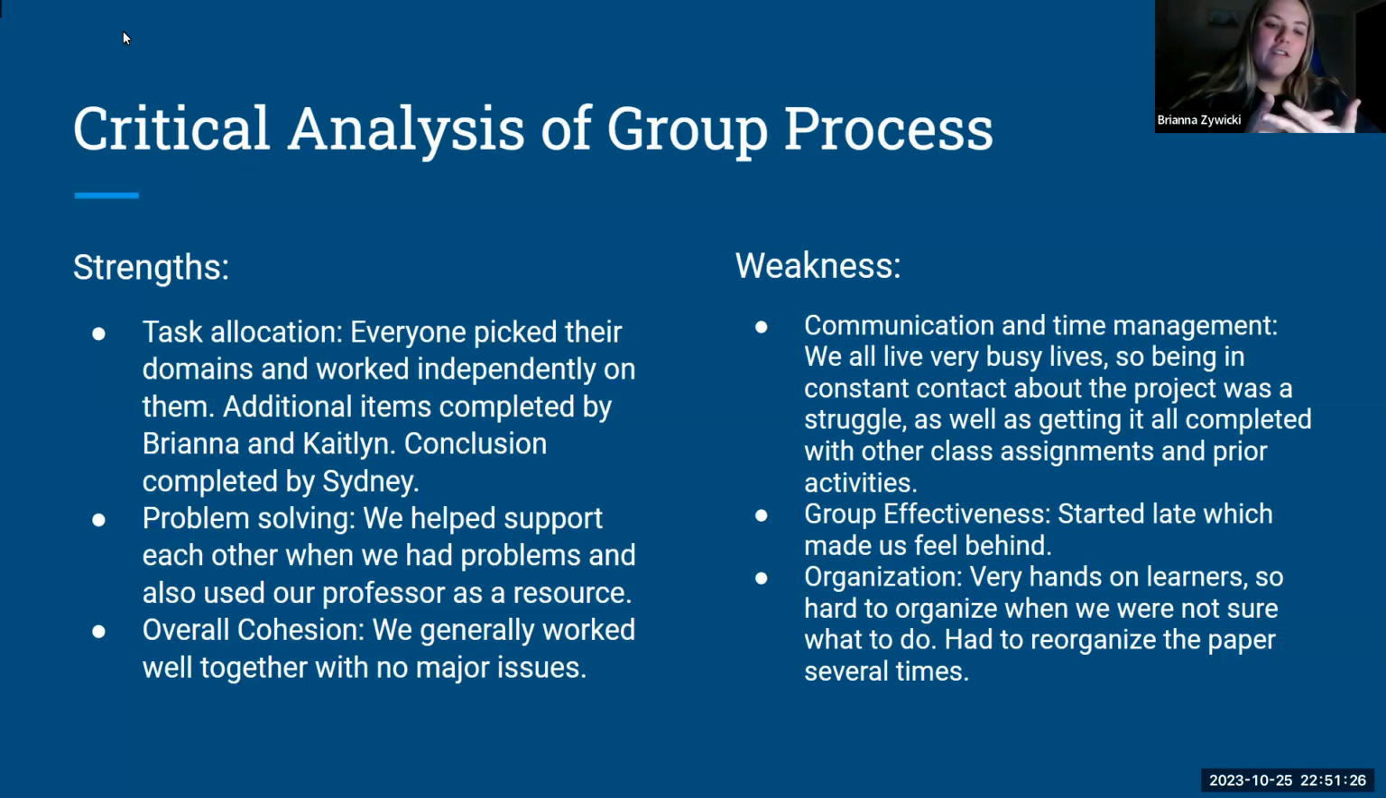And then overall, I felt like our cohesiveness was really good. I think generally we worked really well together. We really had no major issues. The cohesiveness of the group and the PowerPoint and everything went very smoothly.